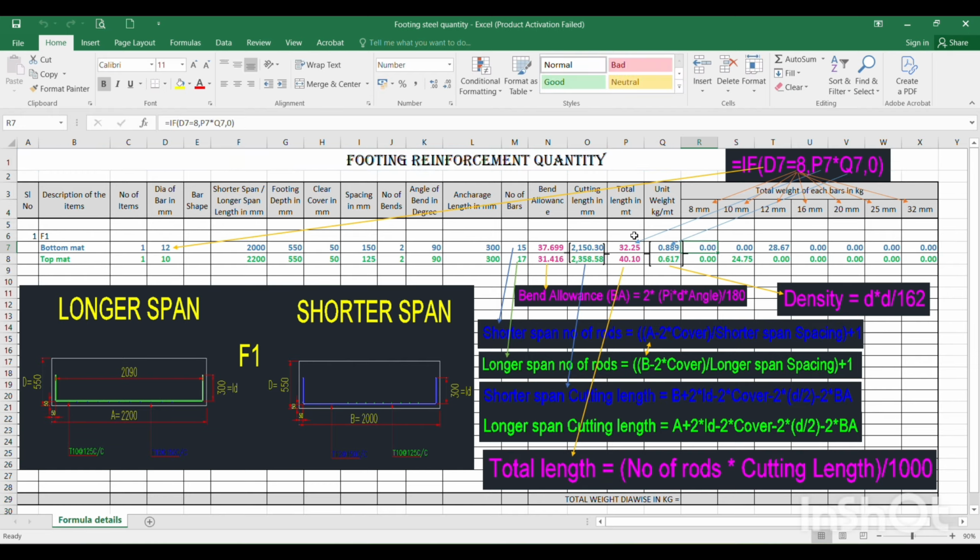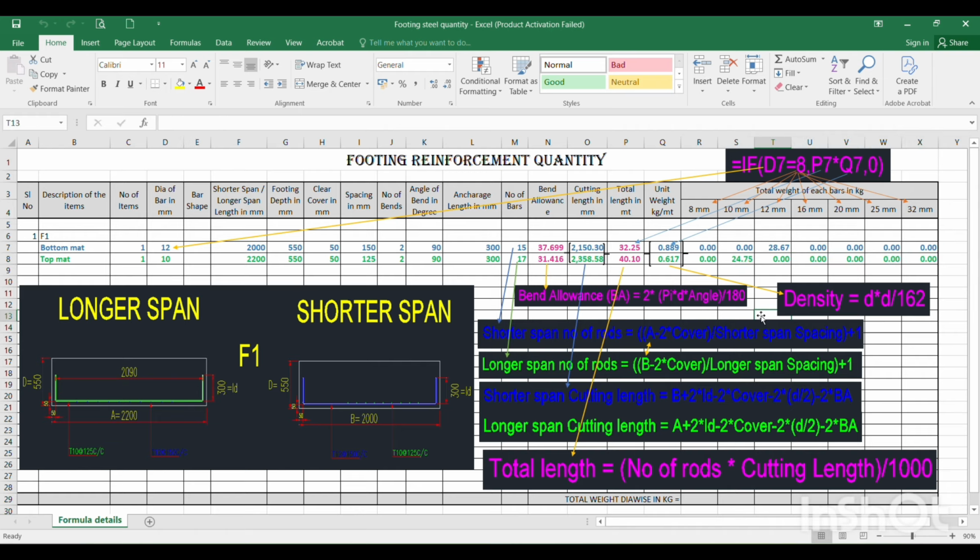Just watch over here. For 8 mm, it is showing 8 mm. If I go to the 10 mm column, here it is showing 10 mm. If I go to the 12 mm column, here it is showing 12 mm. If I go to the 16 mm column, here it is showing 16 mm. The rest, D, P and Q, is the same for all the cells. Like that we have to calculate up to the 32 mm dia bars. Then similarly you have to press Ctrl D, then all this formula will come down.